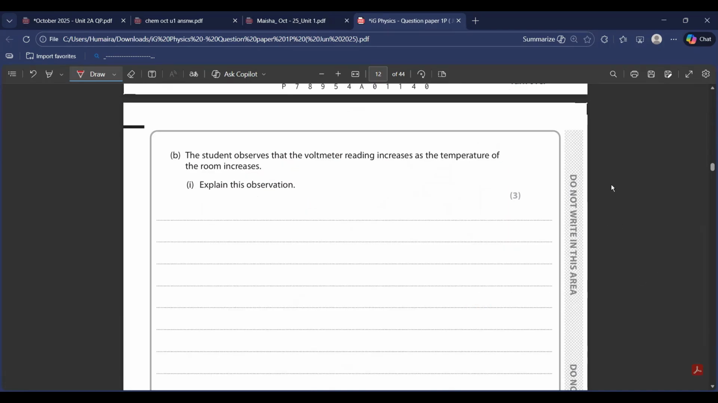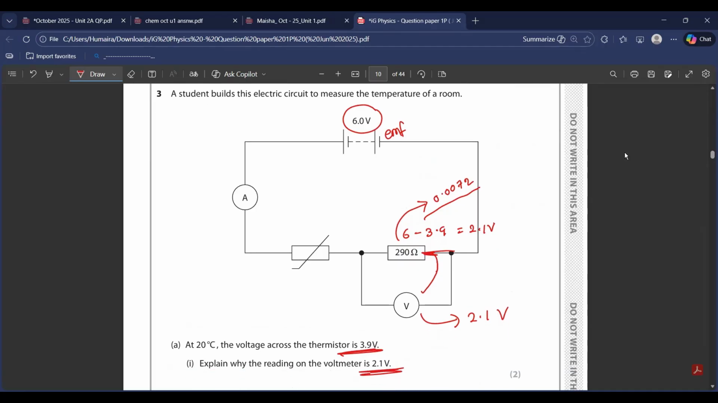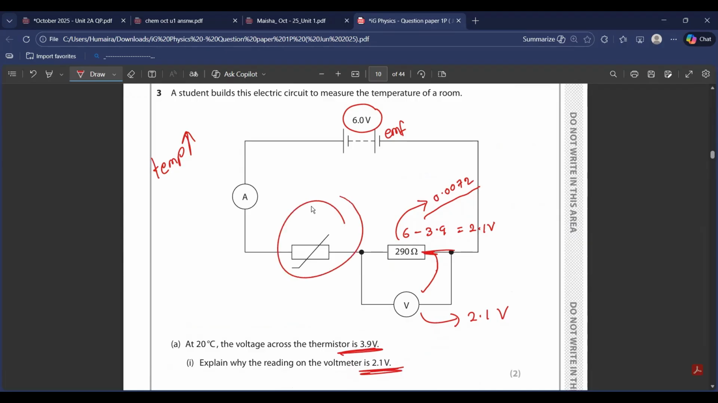The student observes that the voltmeter reading increases as the temperature of the room increases. Explain this observation. All right, so if you go to the circuit, they said that if the temperature increases, then the voltmeter reading is also increasing, and we have to justify why. The thing is, we have a thermistor here, right? And normal components and thermistors do not behave the same way. By normal component, I meant filament bulbs. So filament bulbs and thermistors do not behave in the same way.